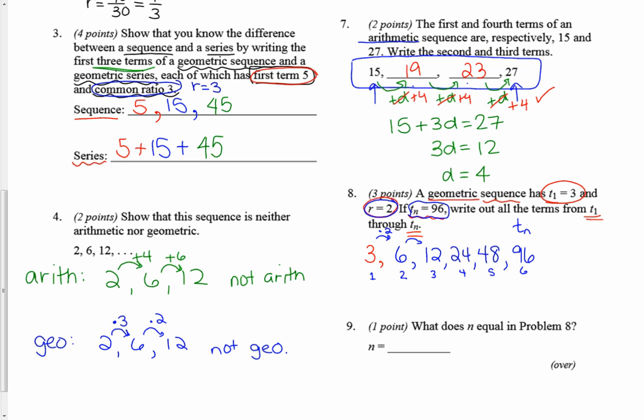So question number 9 says, what does n equal in problem 8? N would equal 6 because there's 6 terms in my list.